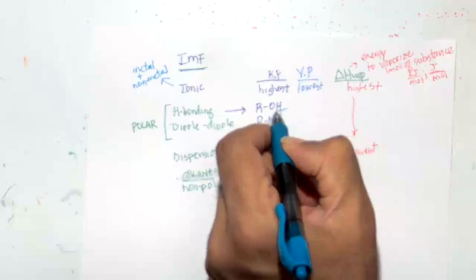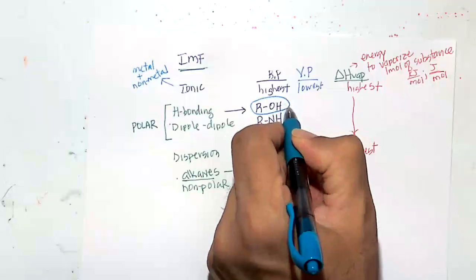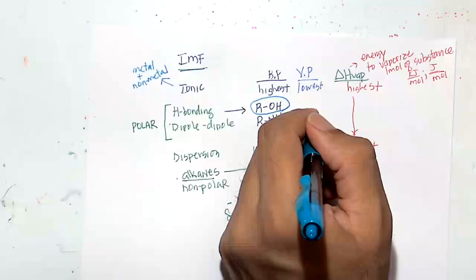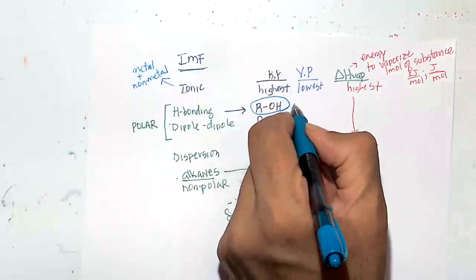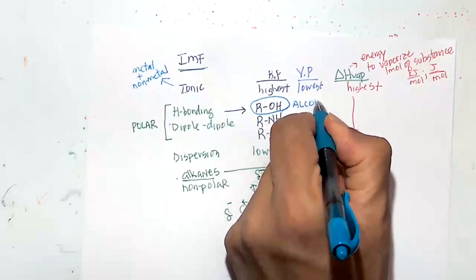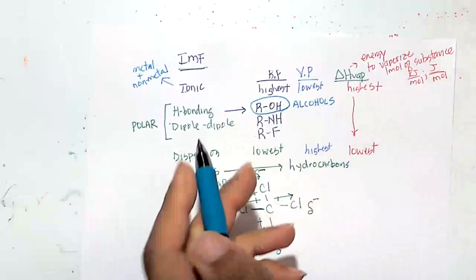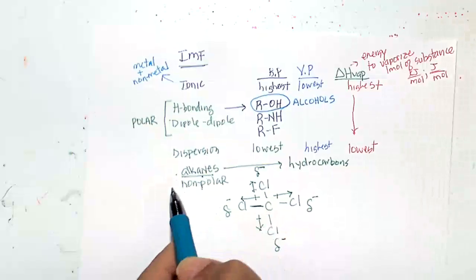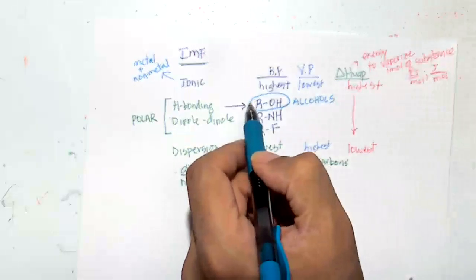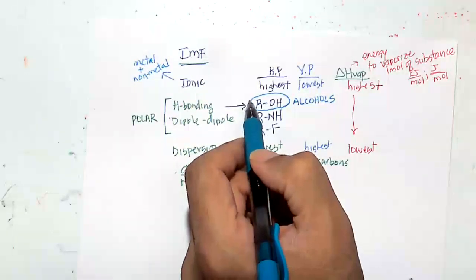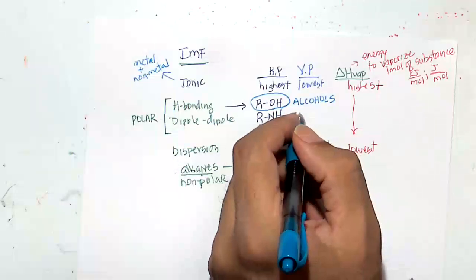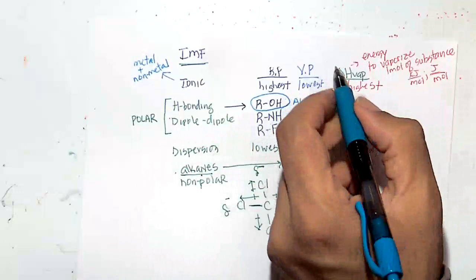What is the name of this functional group? Alcohols. So it's not methane, ethane, propane, hexane, and so on. This would be methanol, ethanol, propanol, butanol, and so on. These are the ones that can hydrogen bond.